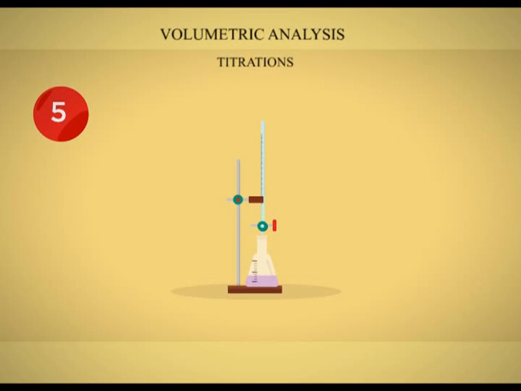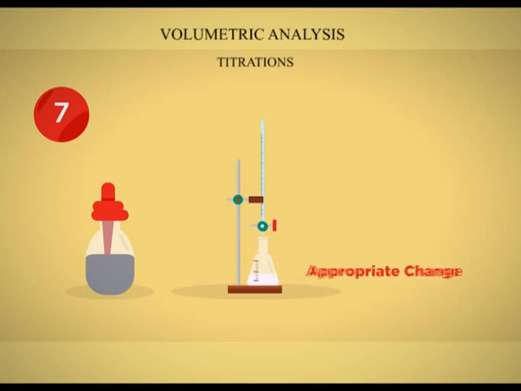Slowly add the solution from the burette to the unknown solution in the conical flask as you swirl the flask to mix the solutions. Stop adding when the reaction is complete. This is the endpoint. The endpoint is marked by a change in color of the solution because of the indicator you added.